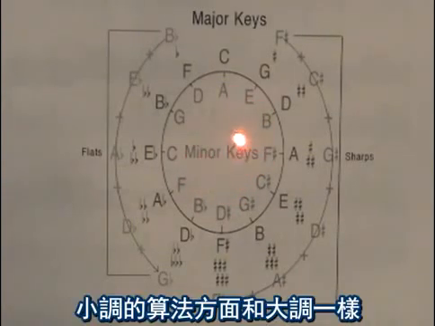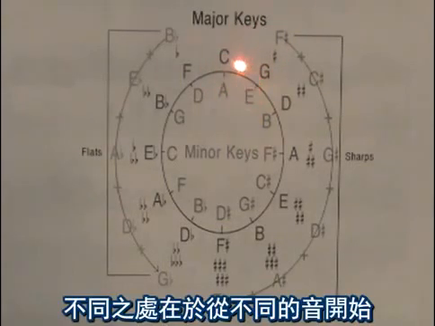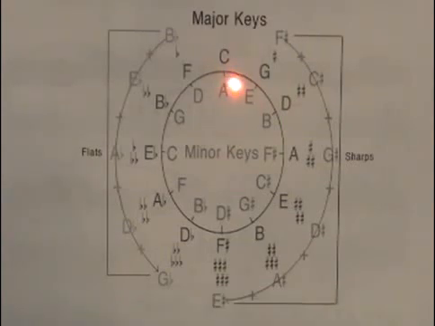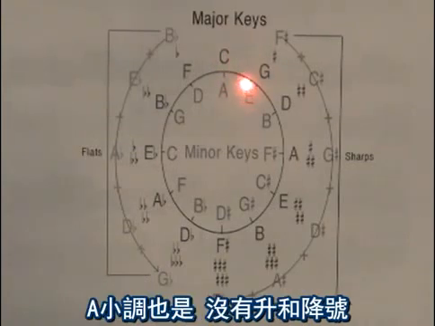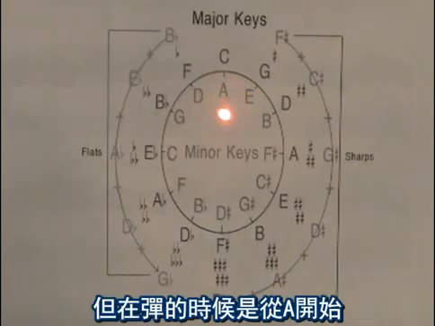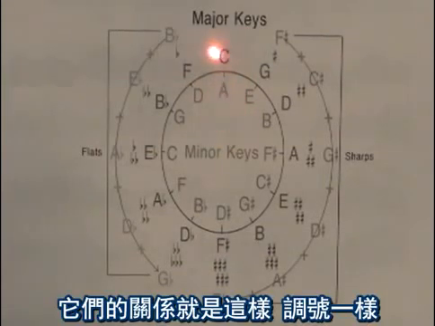All the minor keys share the same characteristics of the major keys. The only thing is, the first note, you start with a different note. In the key of C, it has no sharps, no flats, and so is the A minor. A minor has no sharps, no flats. But when you play the scale, you start with the A instead of the C. Okay? And that's their relationship.